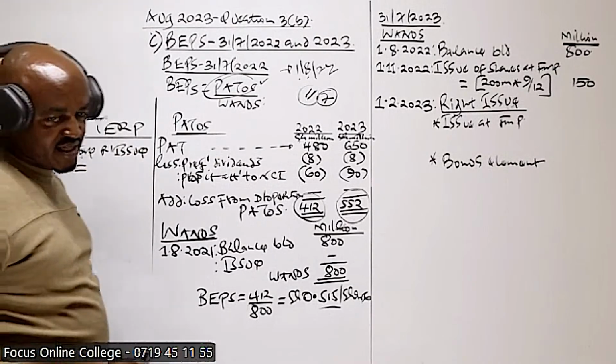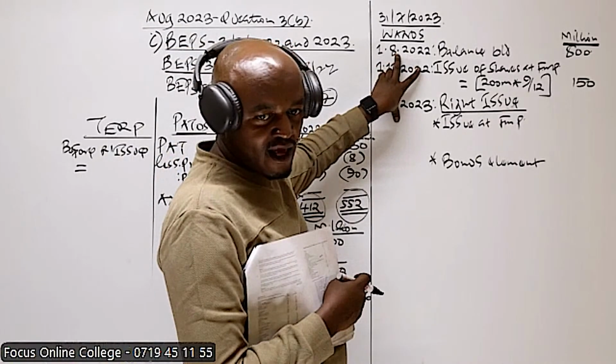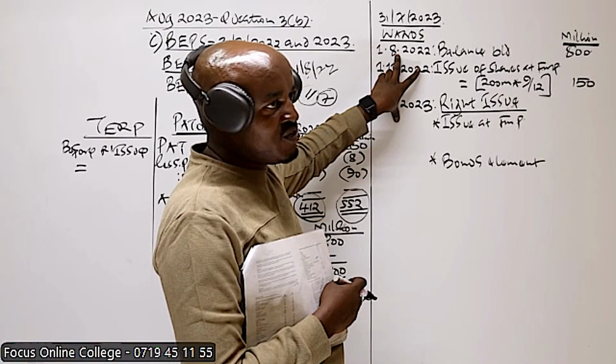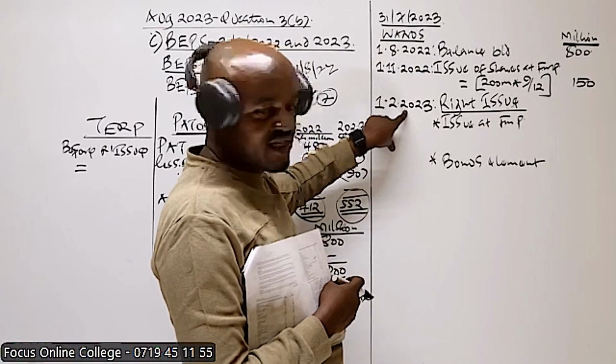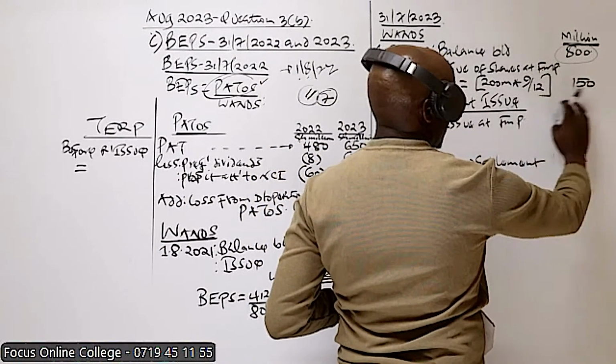You can't get that in the question. You can only get that from our question here. How many shares had been issued before the rights issue? The shares which had been issued by the company before this rights issue were 800 plus the shares which were issued here.